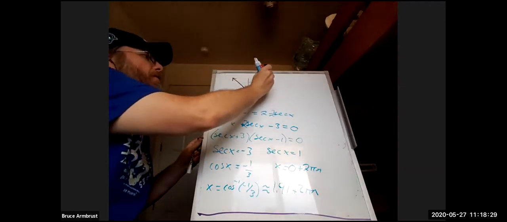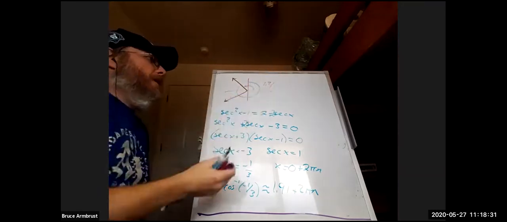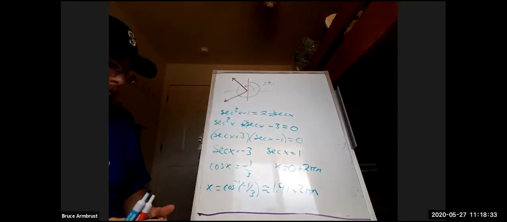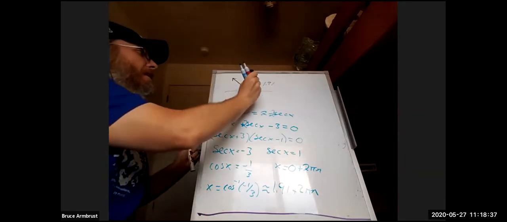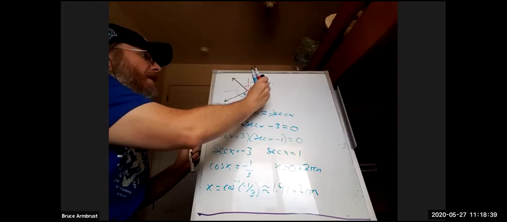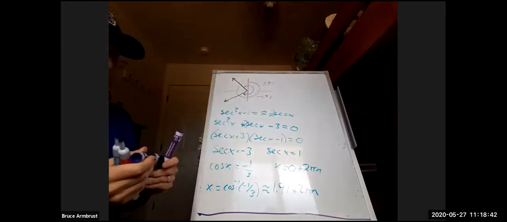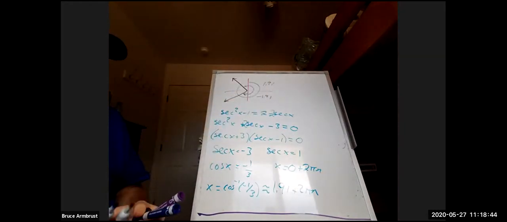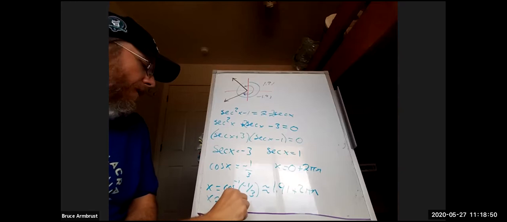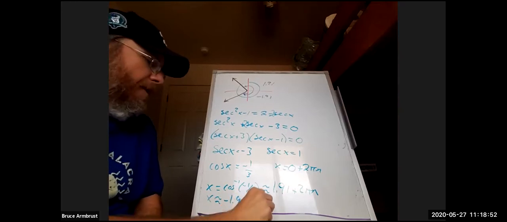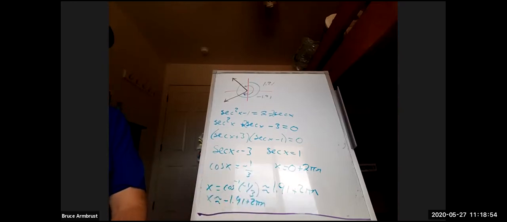So this is 1.91 radians, which tells me if I go the other direction, down to this guy, this is -1.91. So I can write this also, that x is also around -1.91 plus 2 pi n. So there are all of those.